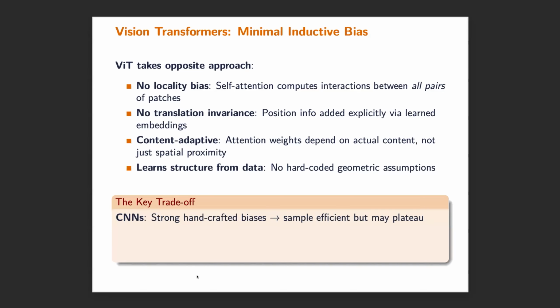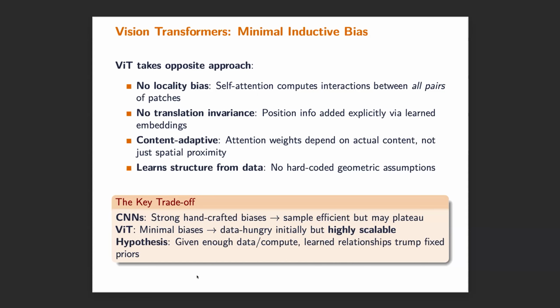With CNNs, we have strong handcrafted biases, which lead to sample efficiency, but there might be a plateau in the performance. In the vision transformers, we have minimal biases, which requires much more training, so we need more data, but they are transformers, and we know that transformers are scalable. And now, when we give enough data to these transformers, this more capacity can lead to better learning. Okay, so let's see the empirical evidence for this hypothesis.